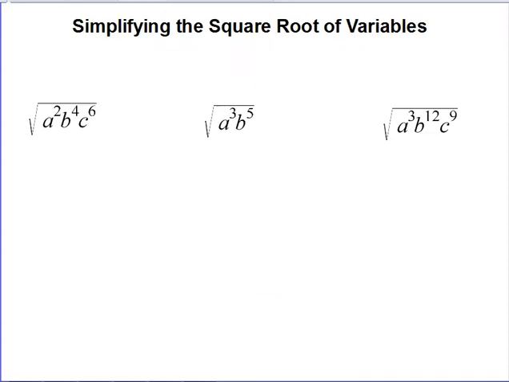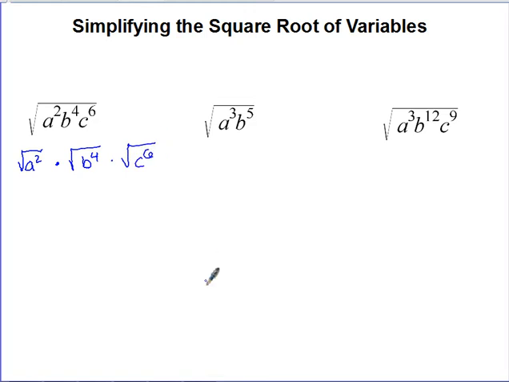Then we also have the square root of variables. I'm going to show you a couple different ways you can think about this. If I look at this, I have the square root of a squared b to the 4th c to the 6th. The first thing I'm going to do is break apart each variable. So I have the square root of a squared times the square root of b to the 4th times the square root of c to the 6th.